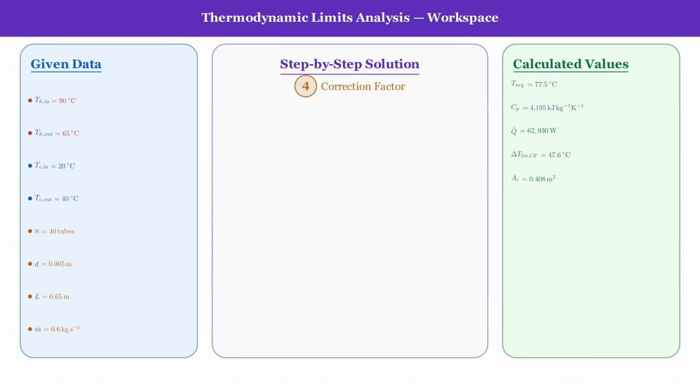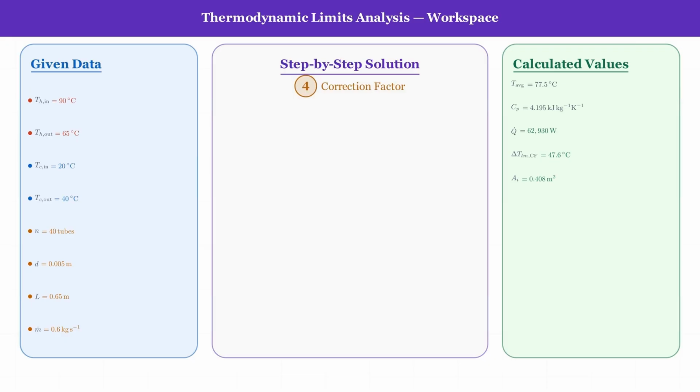Step 4. Determine the cross-flow correction factor F. Because this is a cross-flow arrangement rather than pure counterflow, the LMTD computed under the counterflow convention must be adjusted. The correction factor F, always between 0 and 1, captures the thermodynamic penalty of the cross-flow geometry. An F of 1 would mean the exchanger performs identically to ideal counterflow. Any value less than 1 reflects a geometric penalty.